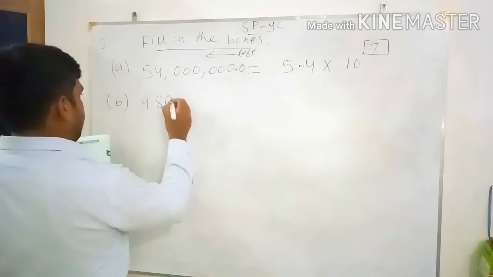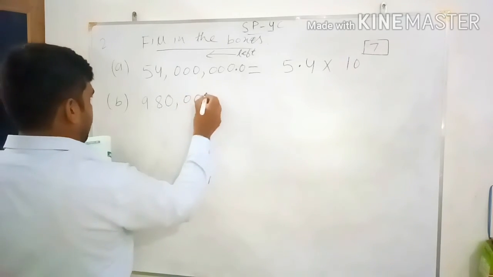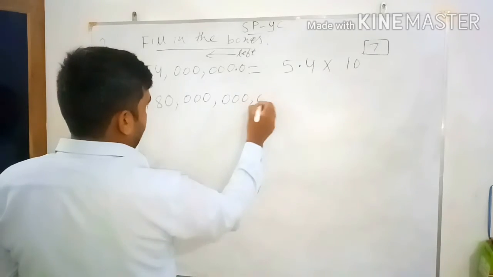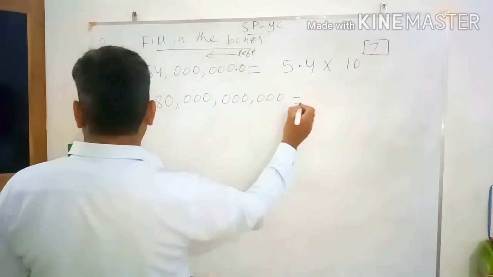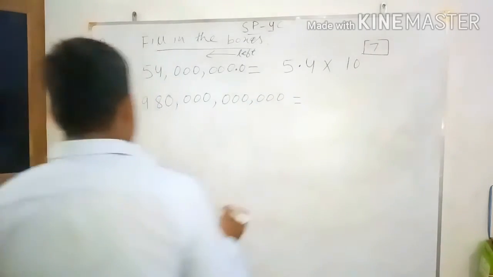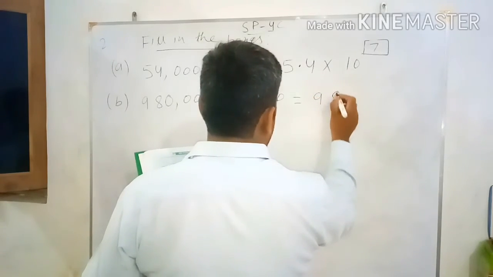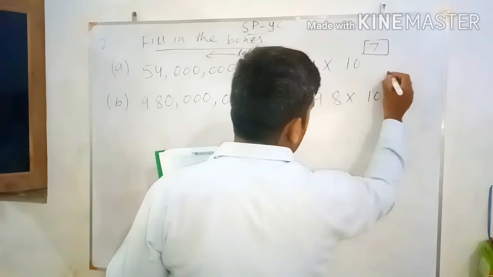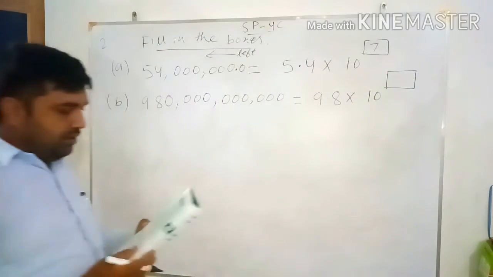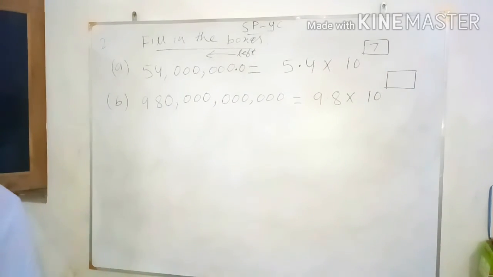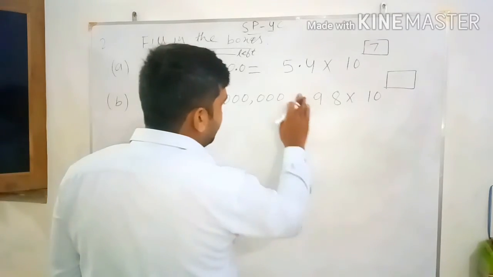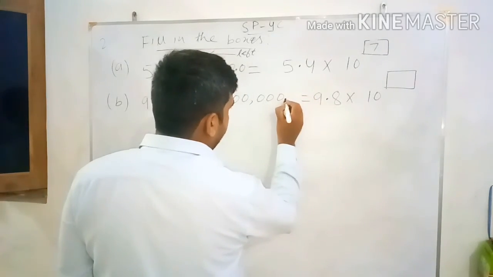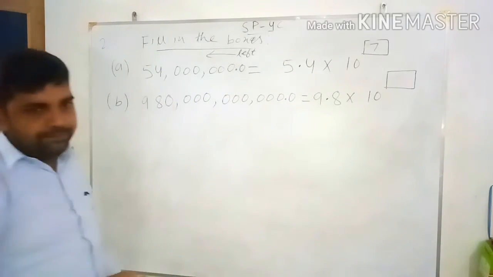$980 billion, that is. This is the 980 billion. 9.8 multiplied by 10. Now what power will I raise over 10? Again, in this question also, we will assume that the decimal is here at the end. We will put the decimal at the end.